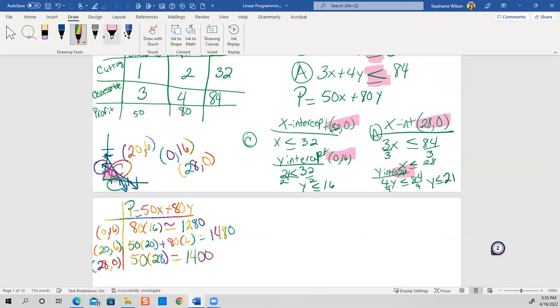So we want to know the maximum. So I'm going to state that that's my maximum profit. My optimal solution is going to be the 20, 6, and my maximum profit here would be 1480.